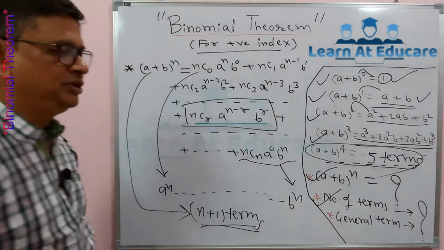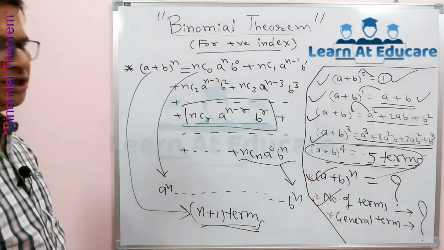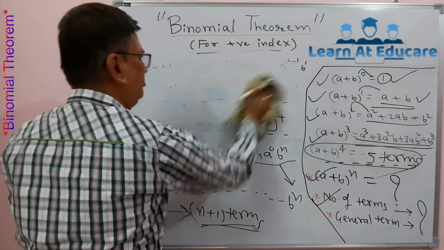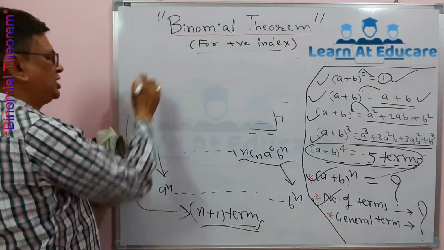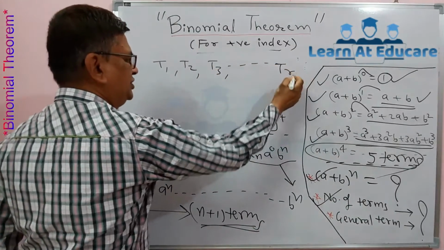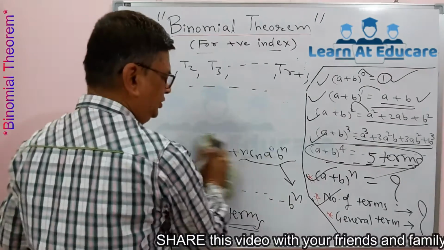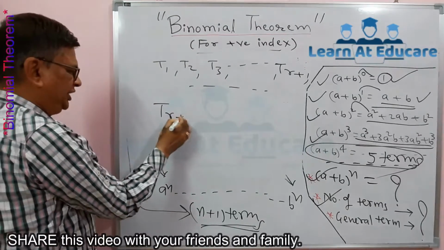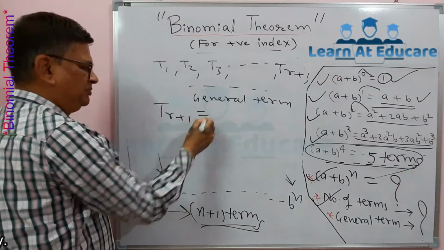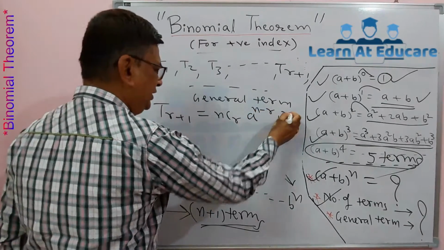And what about the general term? The general term formula is nCr a raised to n minus r b raised to r. That is the general term. This general term is denoted by this symbol also, that I am going to write. Suppose the first term is denoted by T1, second term T2, third term T3, and so on. The general term is T(r plus 1), and the general term T(r plus 1) of the expansion of (a plus b) raised to n in binomial theorem is given by nCr into a raised to n minus r into b raised to r.